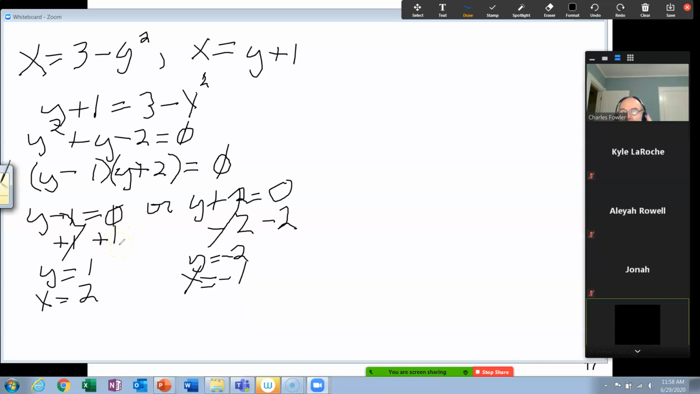Okay. So let's just try the other side and see if that works too. When you put y equal 1 here, 1 squared is 1, 3 minus 1 is 2. Yep, that works there too. And when you put a negative 2 in here, negative 2 squared is 4, 3 minus 4 is negative 1. So x equal negative 1 there. So those are your x, y pairs.